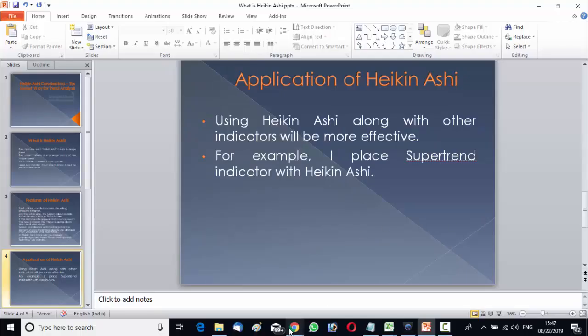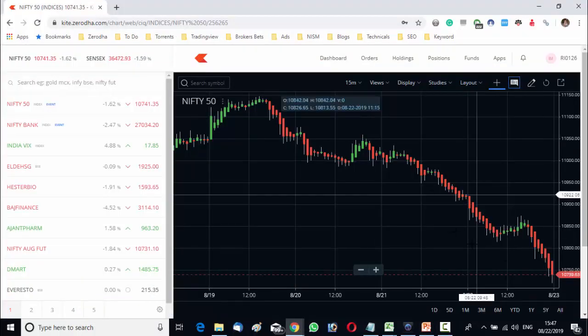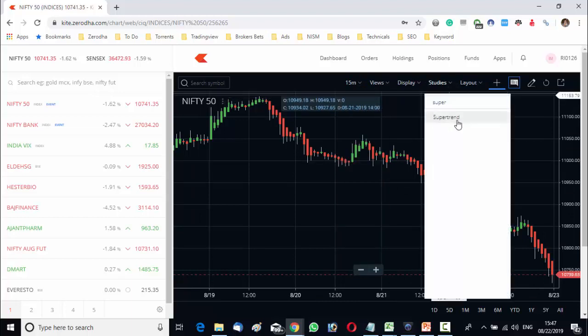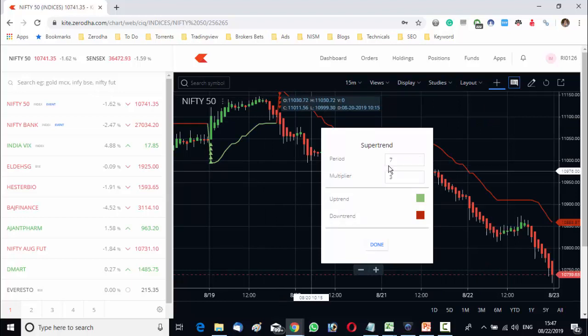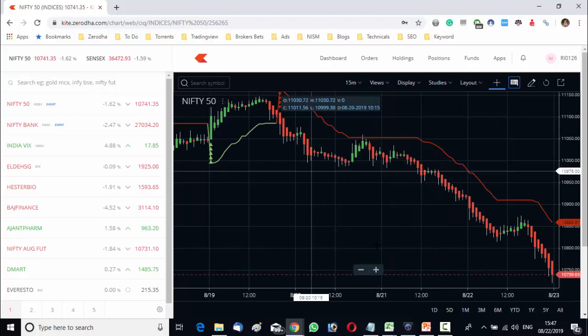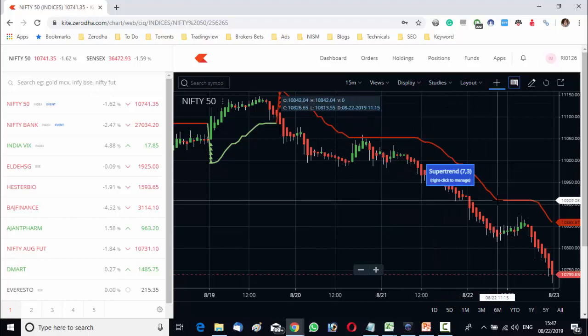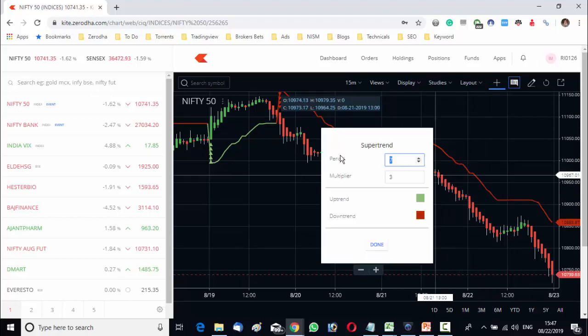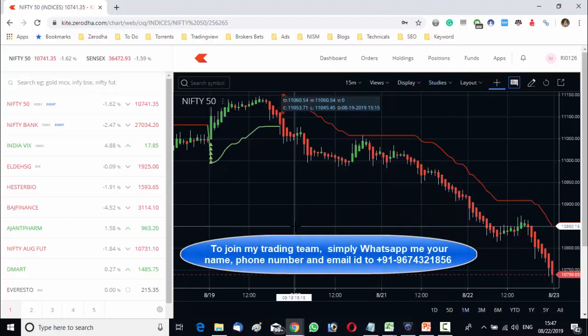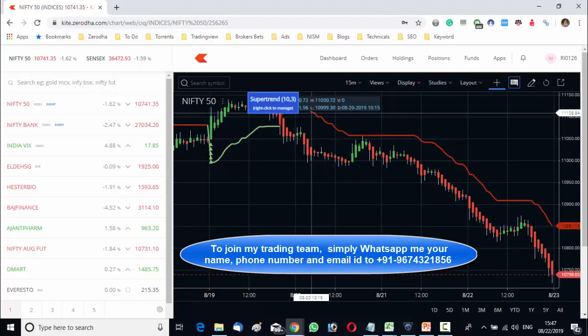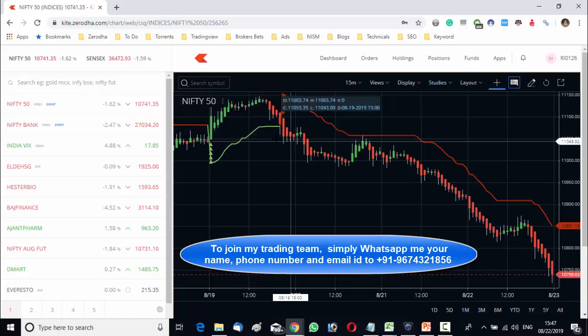So I'll show you the example. This is a normal Heikin Ashi candle. This is a 15 minutes candle. In the 15 minutes candle I'll apply Supertrend. That is a 7-3 Supertrend. You can also make changes to the Supertrend setting, like you can make 10-3 in the Supertrend. This is how you can change the settings in the Supertrend, and you can find that Heikin Ashi with Supertrend is a deadly combo.